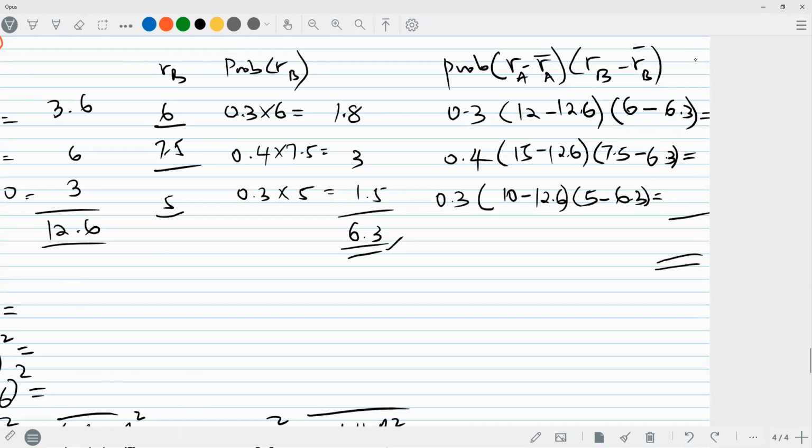That'll give the covariance between A and B. Covariance between A and B. You get what? 2.22% squared. Can someone confirm? 2.22% squared.